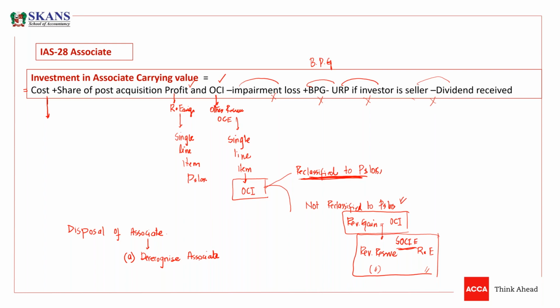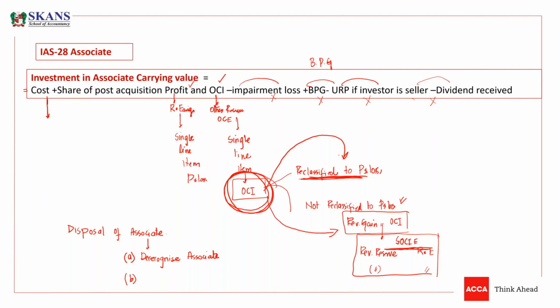And the most important line is: anything previously written in OCI will be either transferred within the statement of changes in equity or recycled, reclassified to P&L, depending on the nature of that item. This is something that may be new to your knowledge, and usually people don't remember this point. So please listen carefully. Let me put an example and then we will do that.